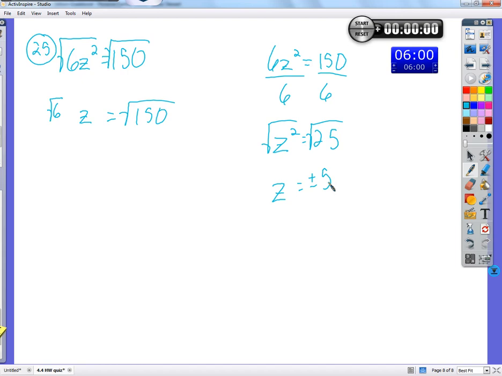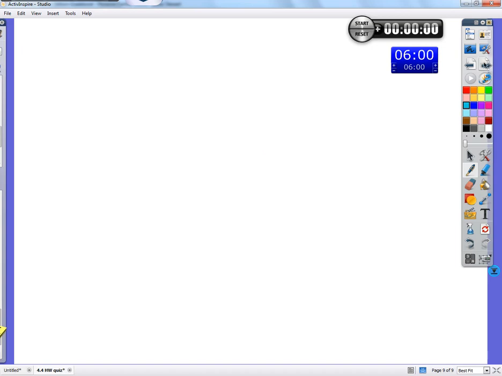This idea, plant it in our head. Taking the square root of something that's squared will just give you that thing, whatever that thing is. So let's put another layer on top. I think we can handle it.